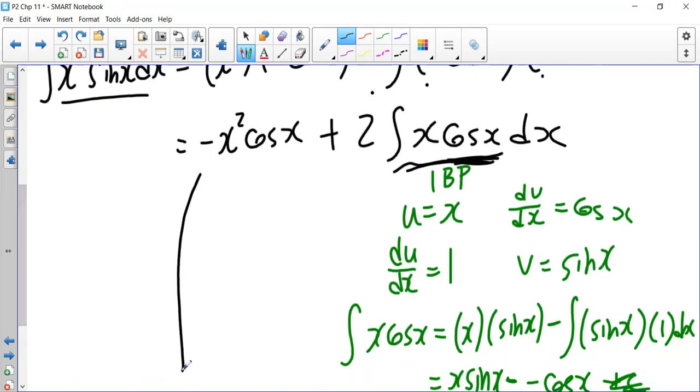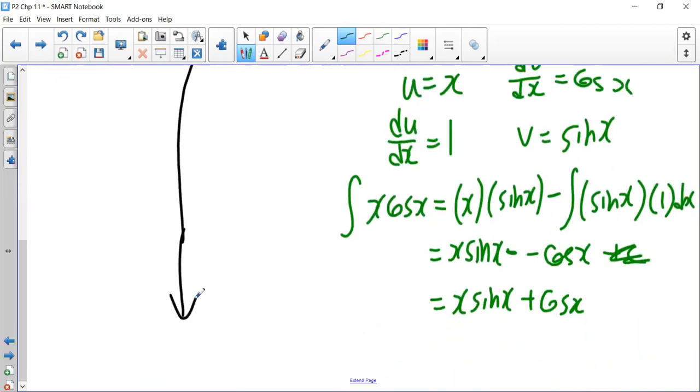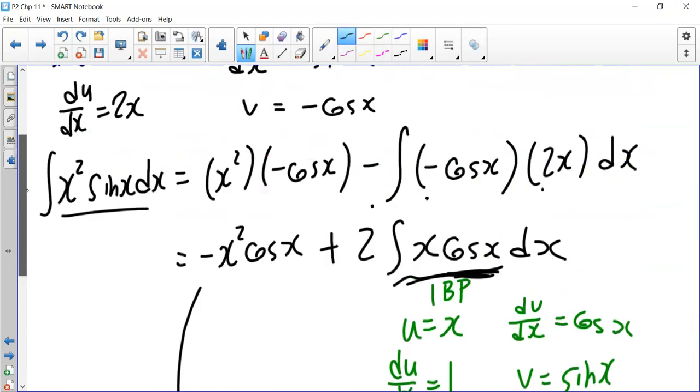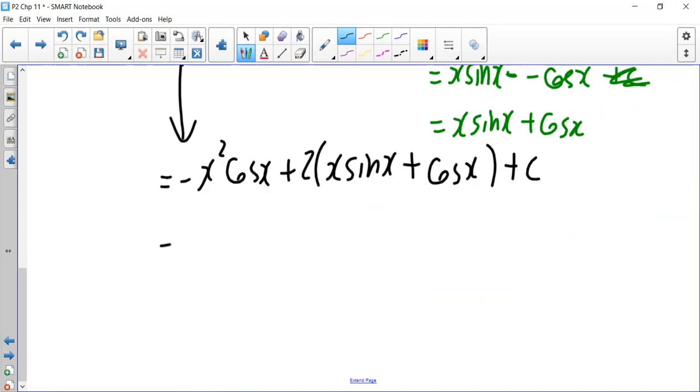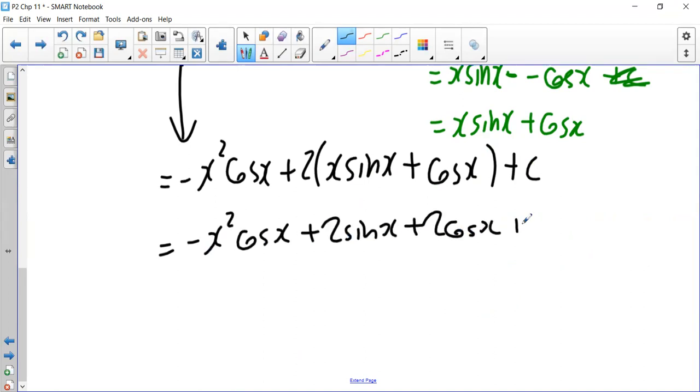So I've done it. So I can now rewrite as equals to negative x squared cos x plus 2 bracket x sine x plus cos x, and I can do a plus c in here. So therefore, my answer will be negative x squared cos x plus 2 sine x plus 2 cos x plus c.